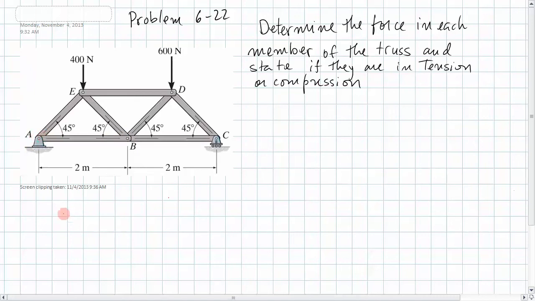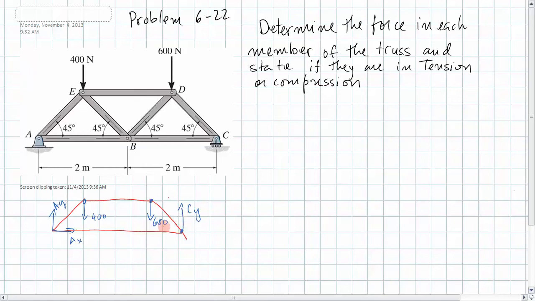So let's just draw a free body diagram for the truss. For the whole truss, this is the free body diagram here. And then we have a force Cy right here. Then we have a load here, which is 600. Then we have another load here, which is 400. And finally, we have two forces here, Ax and Ay.